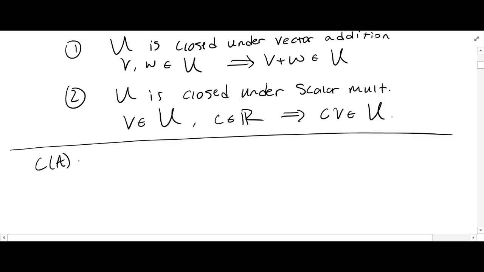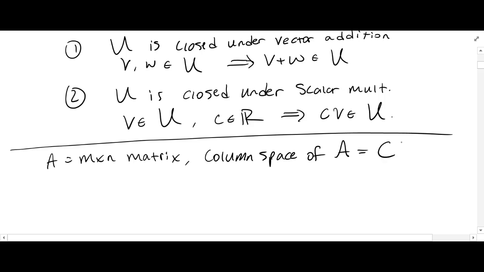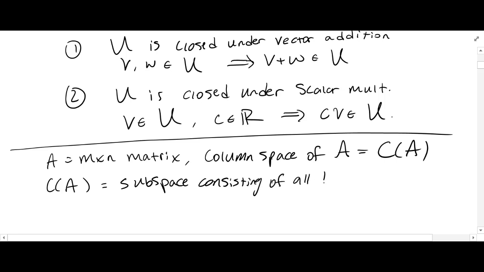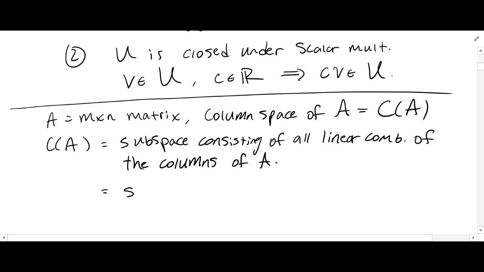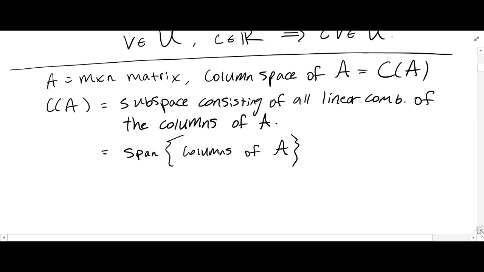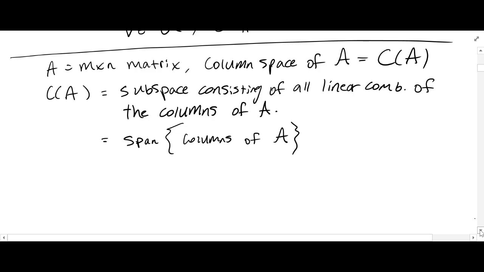And we talked about column space. If A is an m by n matrix, the column space of A, which we denote by C(A), is a subspace consisting of all linear combinations of the columns of A. You can write that as just the span of the columns of A. Or since I mentioned that linearly dependent columns don't add anything to the column space, this is also just the span of the linearly independent columns.